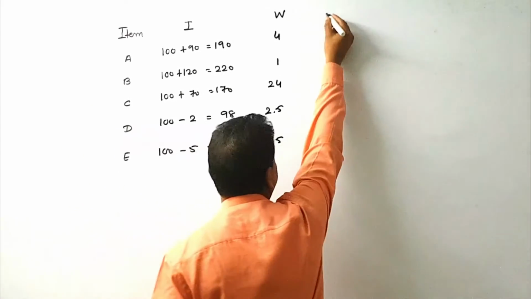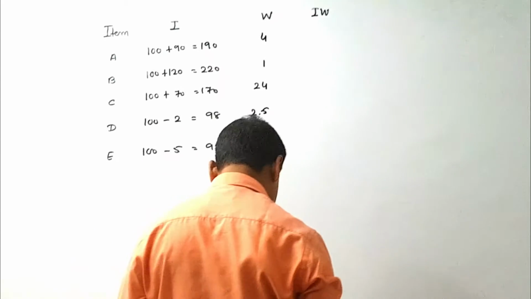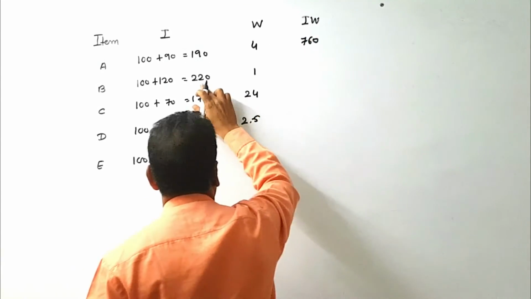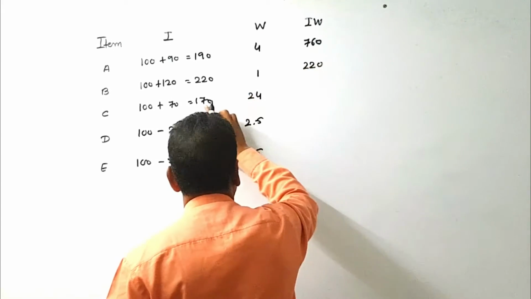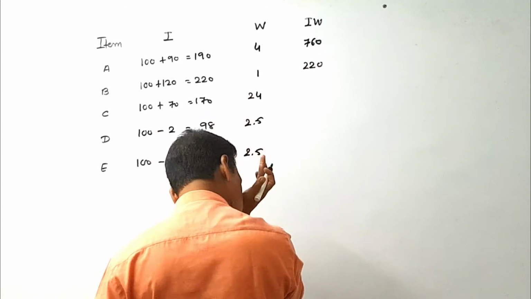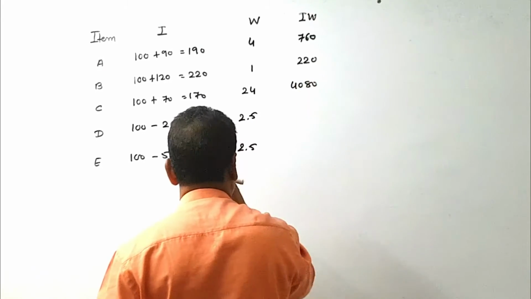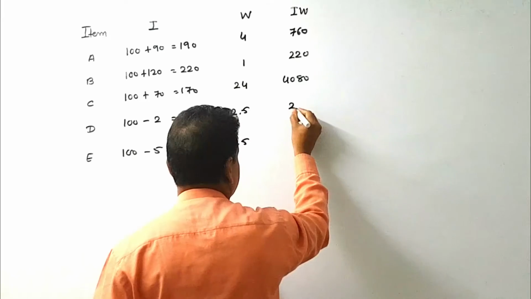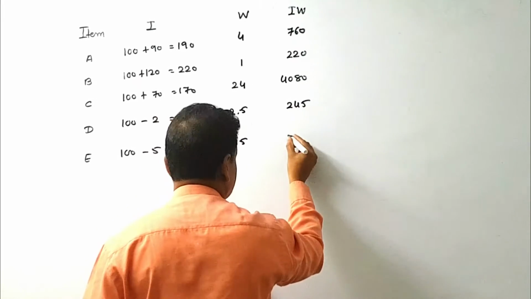So make the next column, it is IW. So 190 into 4, it becomes 760. 220 into 1, it is 220. 170 into 24, it is 4080. 98 into 2.5, it is 245. 95 into 2.5, it is 237.5.